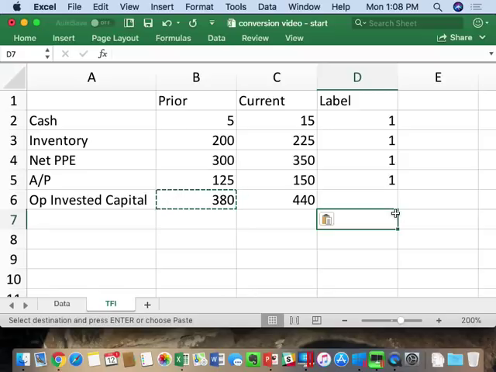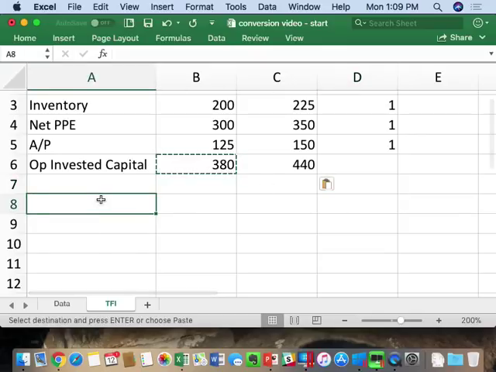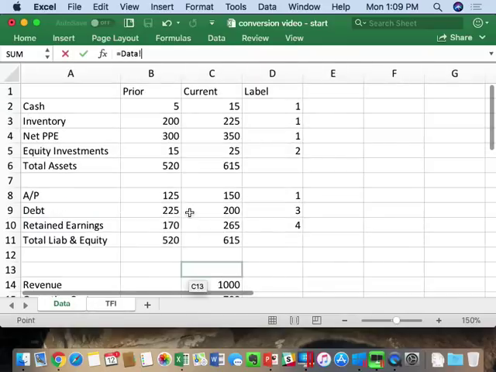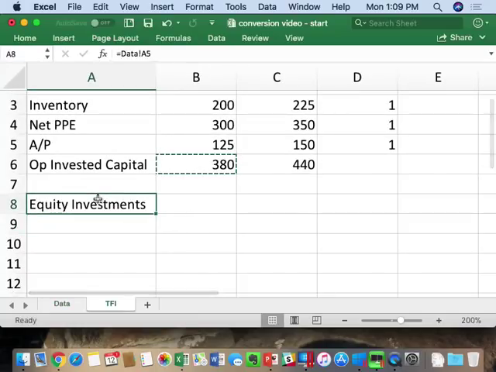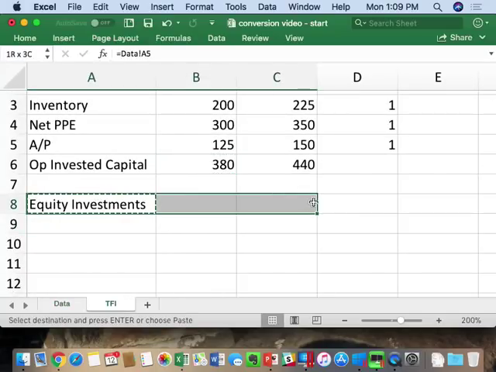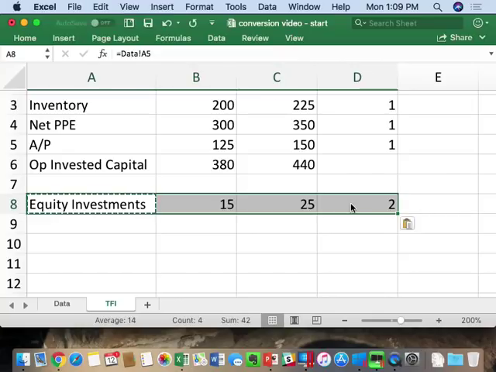380, 440. So very quickly, we have invested capital. That's how much is tied up in the operating assets, right? Now I need to do the same thing for the non-operating items. Do I have any twos? Do I have any twos in the asset side? Equity investments. Do I have any twos in the liability side? No. But you will on your midterm and on your homework.